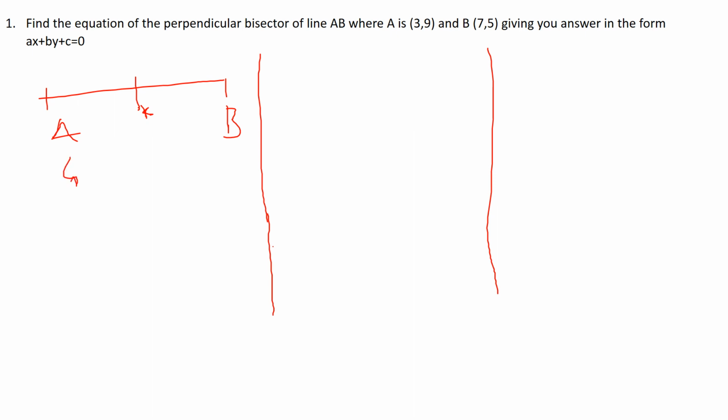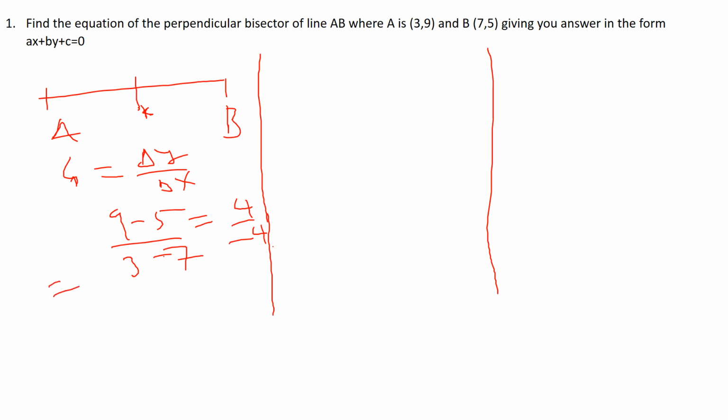For us to get that, we need to get the gradient first. We know that the gradient will be given by change in y all over change in x. So in this case, we're going to have 9 - 5 divided by 3 - 7, which is 4 divided by -4, which is equal to -1. So for us to get that, we need to get the midpoint here.